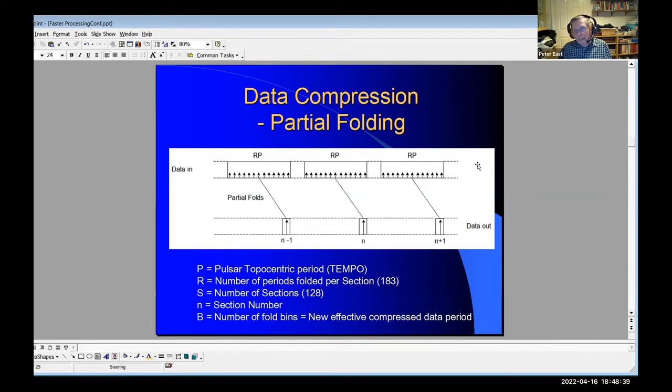But what I do in partial folding is that I chop the data up into a number of blocks. In my case, I've chopped it up into 128 synchronous blocks. And I fold each of the blocks separately, like this. So I've effectively divided the data rate by the number of sections, which in this case is 128. I've compressed the data by 128, and the way it's compressed is that I add all of these single pulses together. So I get 128 periods, because they've each got a pulse in. And I can add those together, and they give me precisely what would happen if I added them all together.